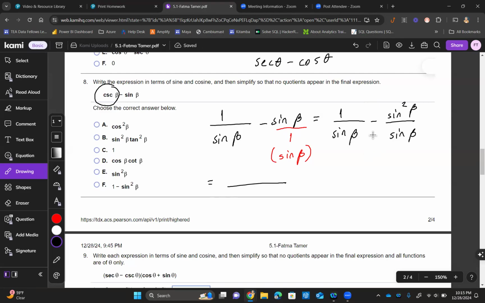Now the denominators are matching, so I can write them as one single fraction. The top is 1 minus sine squared beta. The bottom is just sine of beta. 1 minus sine squared beta is always equal to cosine squared of beta because of the Pythagorean identity. We know that sine squared plus cosine squared is always equal to a 1. So 1 minus sine squared beta is always equal to cosine squared beta. And then this is my sine beta.